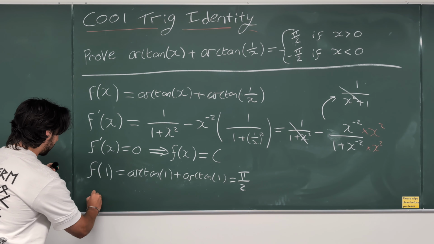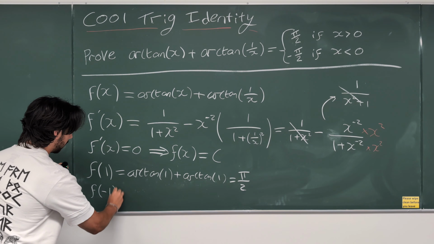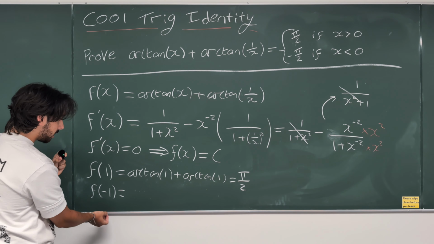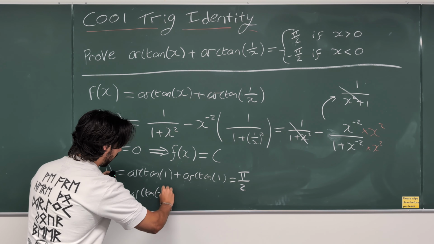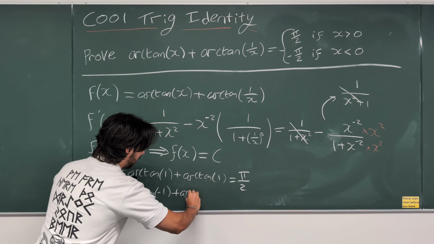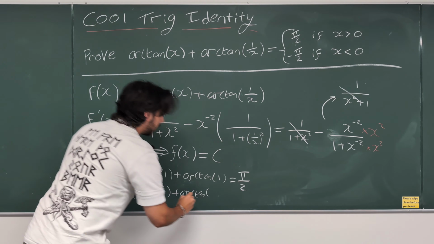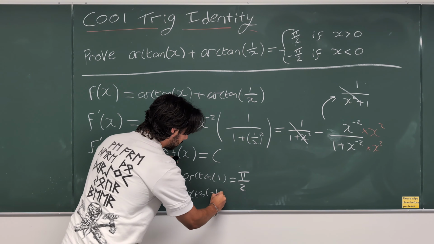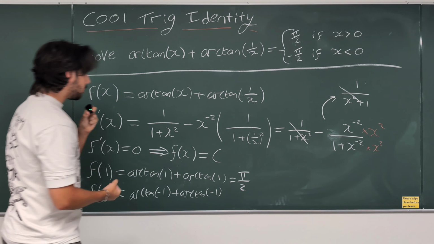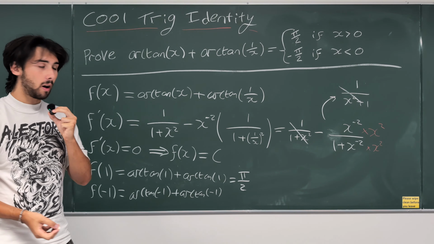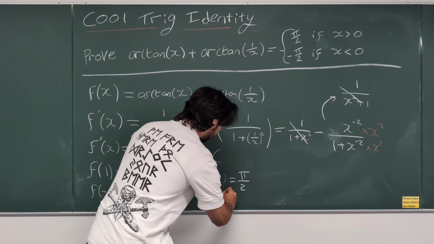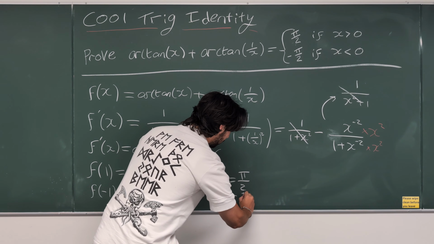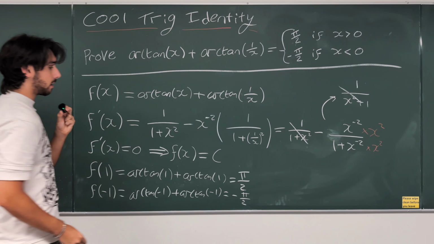And let's do another very simple number that's less than 0. Let's do f of minus 1. That's going to be arctan of minus 1 plus arctan of 1 over minus 1, so minus 1 again. And again, you might know the arctan of minus 1 is minus pi over 4. So overall, this gives us minus pi over 2 because there's two of them adding together there.